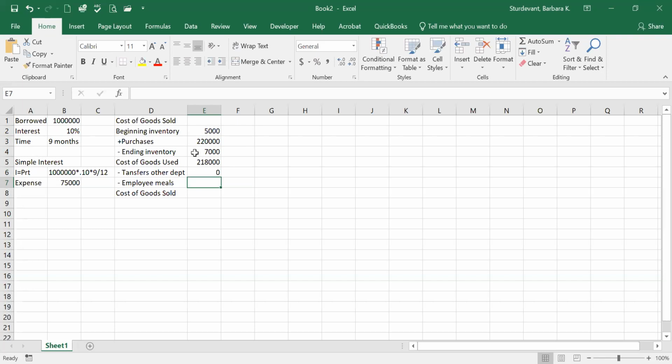Okay, but look at number 2. We do have employee meals. How much are our employee meals? 3,000 total. Okay. And so to get our cost of goods sold, we're going to take this and we're going to minus this. And so that's our cost of food sold. In this case, it is food. So I'll put that in there so it's a little less confusing.